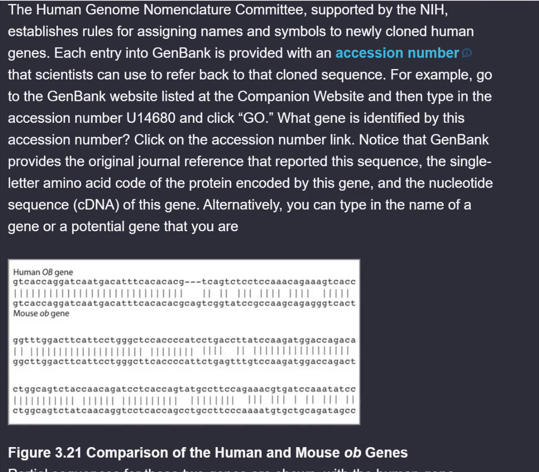The Human Genome Nomenclature Committee, supported by the NIH, establishes rules for assigning names and symbols to newly cloned human genes. Each entry into GenBank is provided with an accession number that scientists can use to refer back to that clone sequence. For example, go to the GenBank website listed at the companion website and then type in the accession number U14680 and click Go. What gene is identified by this accession number?